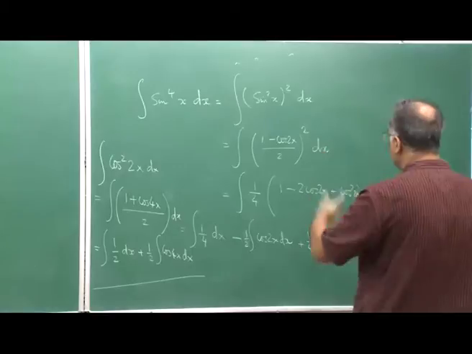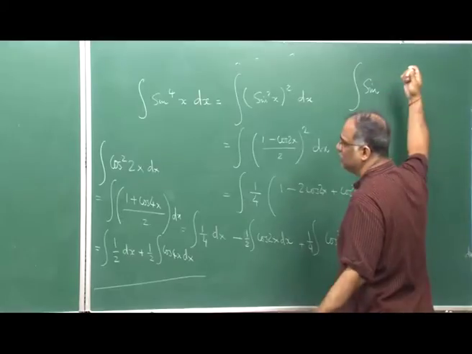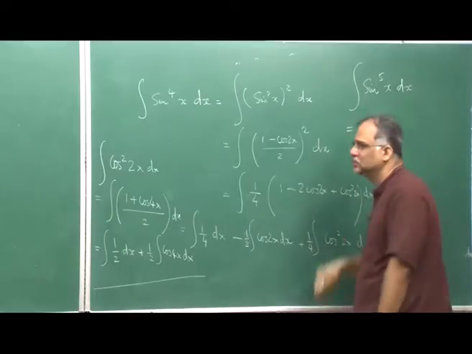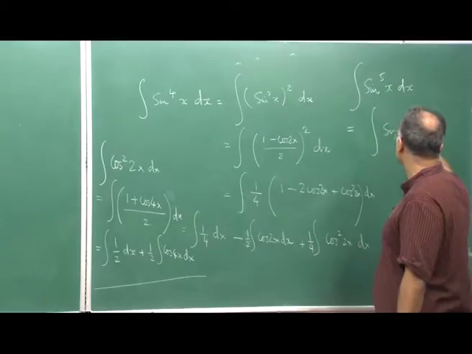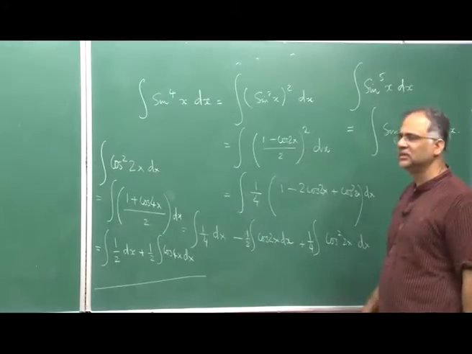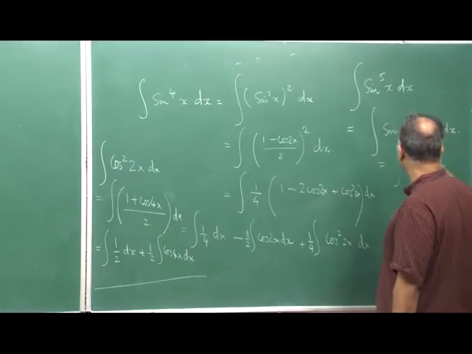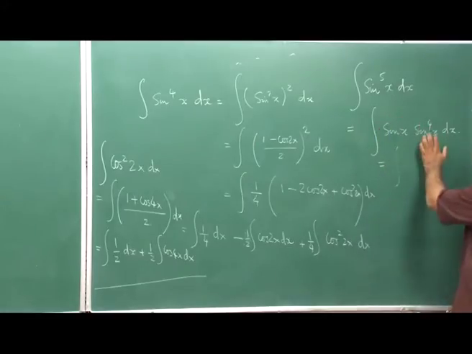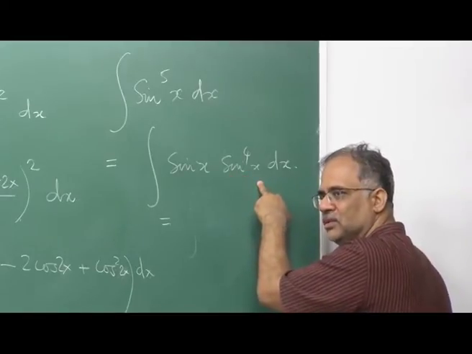So you can ask, okay, this is even, but if it is odd, say sine 5x dx, what am I supposed to do? The only thing I am supposed to do is to write it as sin x sin 4x dx, and then integrate. For this part you already know the integration of sin 4x. So now you go by integration by parts.